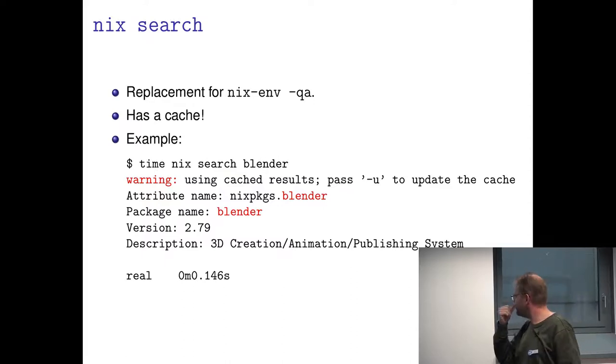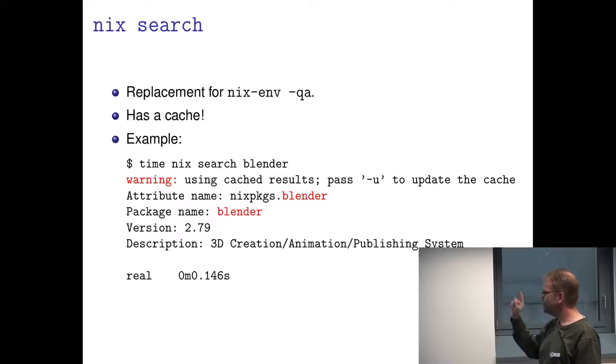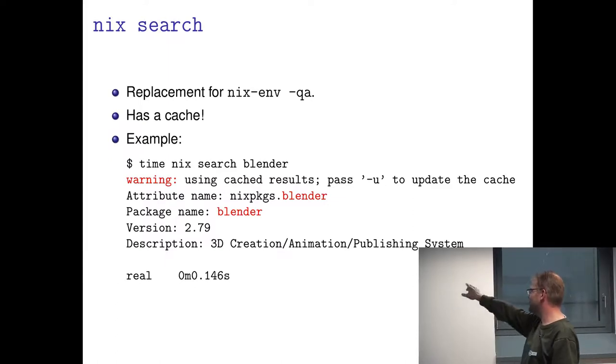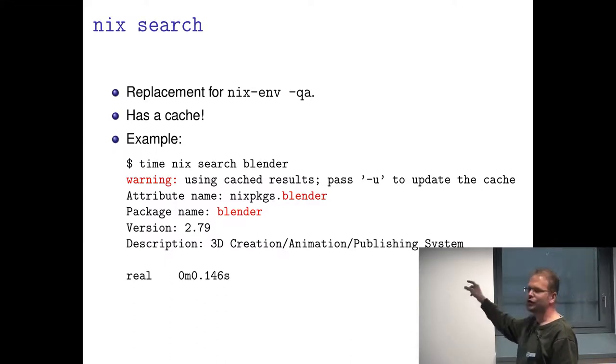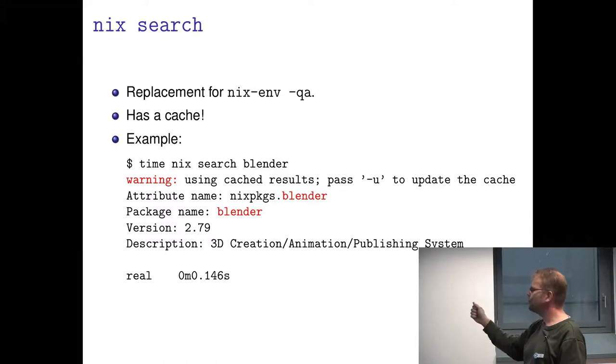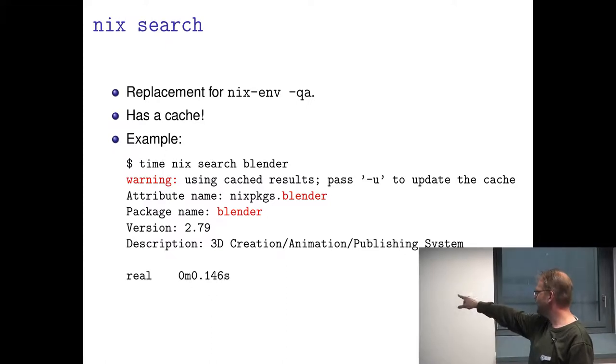I said we didn't have a replacement for nix-env, but actually there is a replacement for nix-env -qa. And the big difference is that it has a cache. So you can type nix search blender, and that takes 0.1 seconds. It's just a regular expression, or I don't actually remember if it was a regular expression or a substring search, but it will look in attributes, names, and package names and descriptions for the argument that you specify. So it's a lot less strict than nix-env -qa.